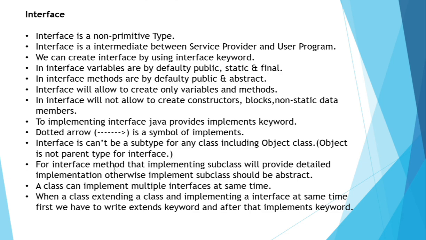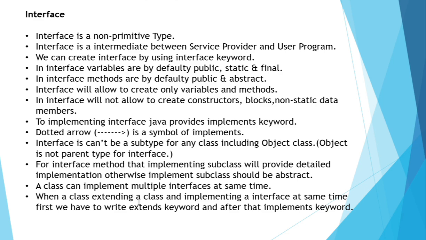For interface methods, the implementing subclass will provide the detailed implementation. Otherwise, the implementing subclass should be abstract. In an interface, we cannot provide the implementation for interface methods. We can provide the implementation for those methods by implementing the interface in a subclass. A class can implement multiple interfaces at the same time.